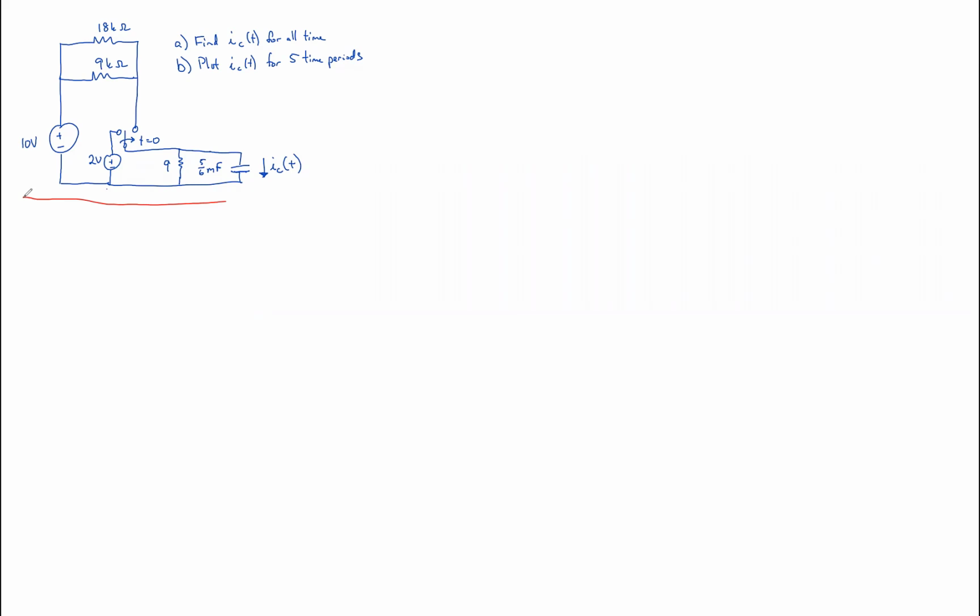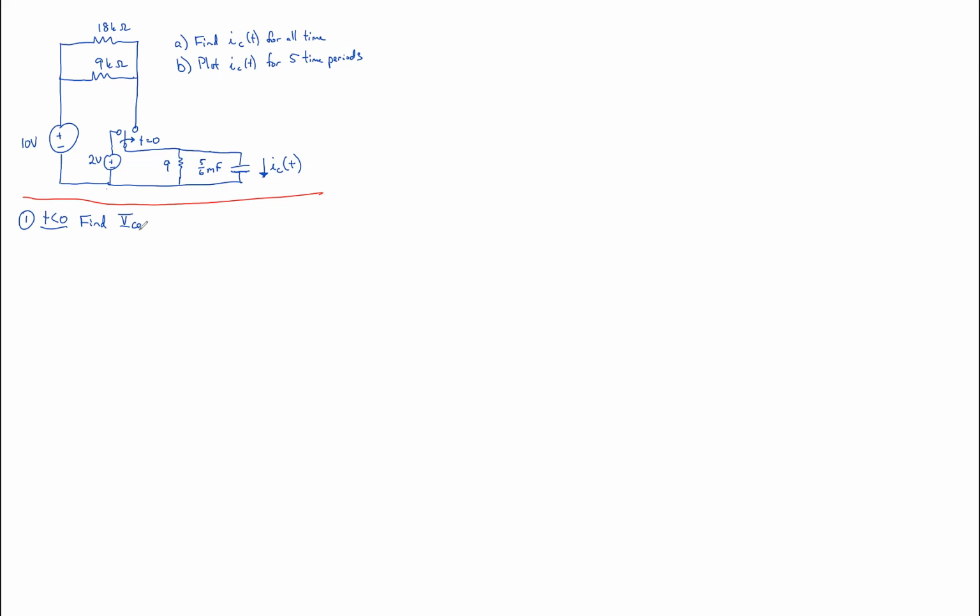So to analyze the circuit, we're going to begin with 5 steps like we always do. And the first step is to draw the circuit for time less than 0. And our goal is going to be to find what the voltage is across that capacitor.